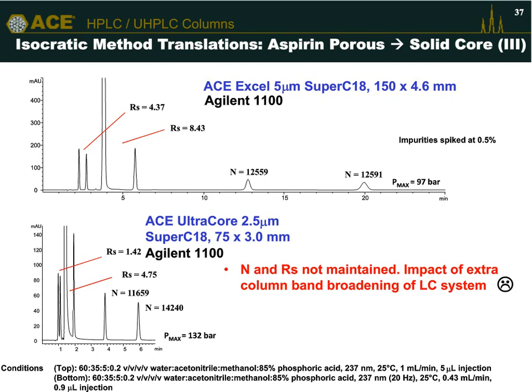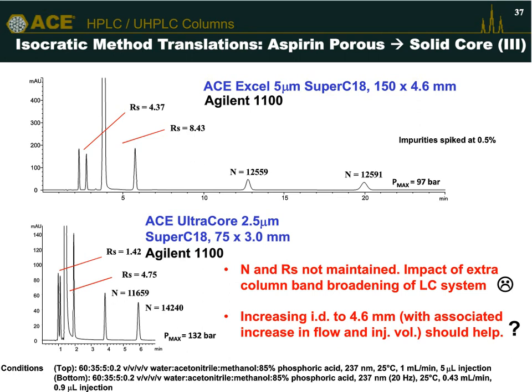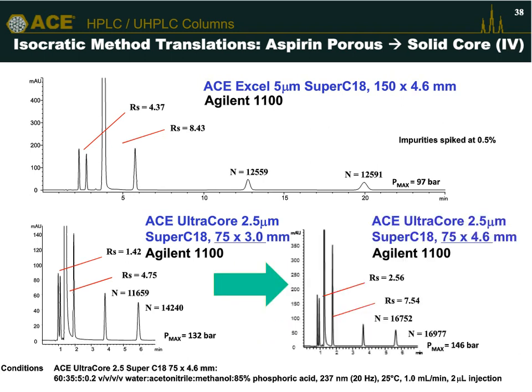So how can we fix this? Well, one option we have to fix this, if we can't change instrumentation, is that we can increase the column volume. So we could move from a 75 by 3 millimeter column to a 75 by 4.6 millimeter column. And in fact, when we do that, what we see is due to the increase in column volume, we now get back the quality of the separation. So we're still on the Agilent system, but the increased column volume now gives us back the efficiency, and it gives us back the resolution.